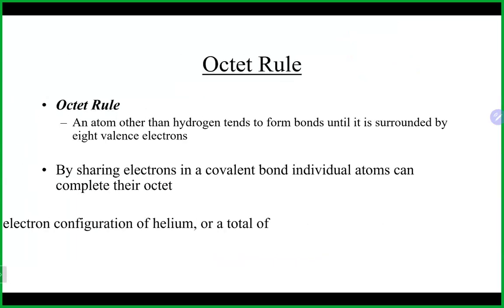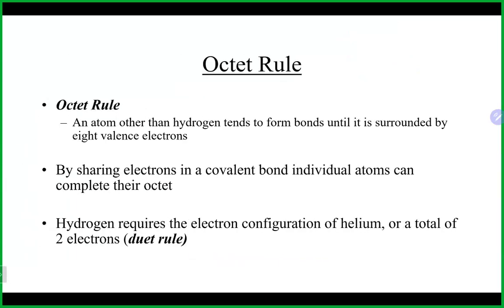So that officially is the octet rule. And the octet rule basically states that everybody will continue to make bonds until they have 8 valence electrons around it, except for hydrogen, which again should only have 2, as it only needs to get to helium to be good. And that is sometimes what is referred to as the duet rule.